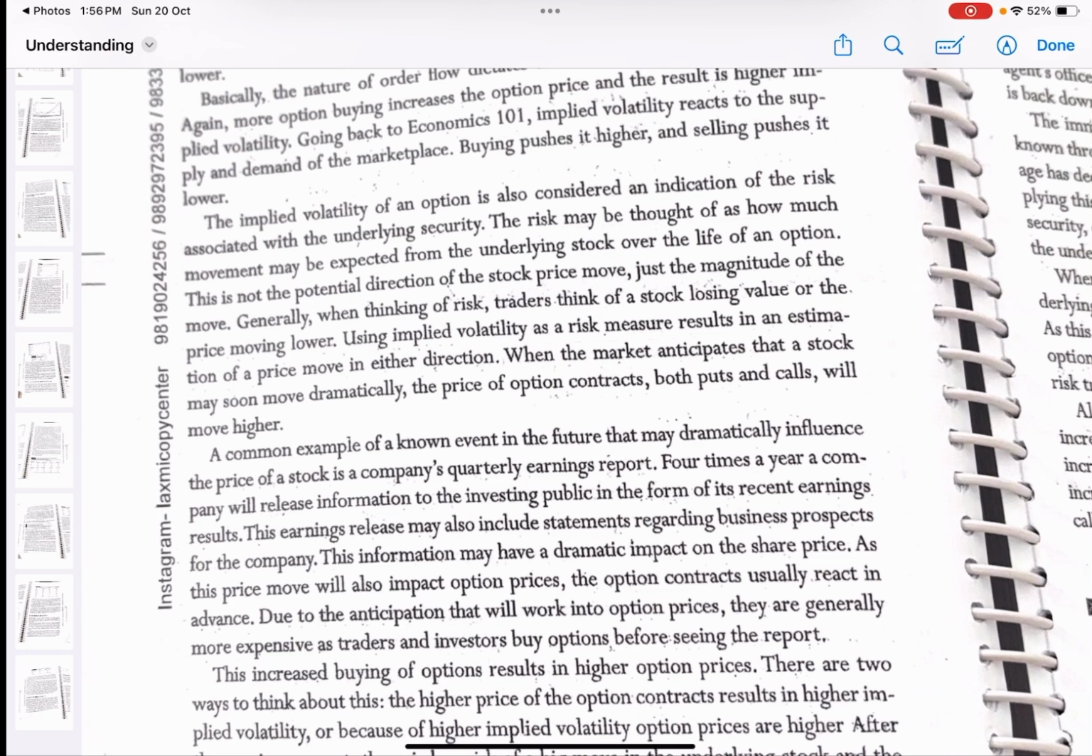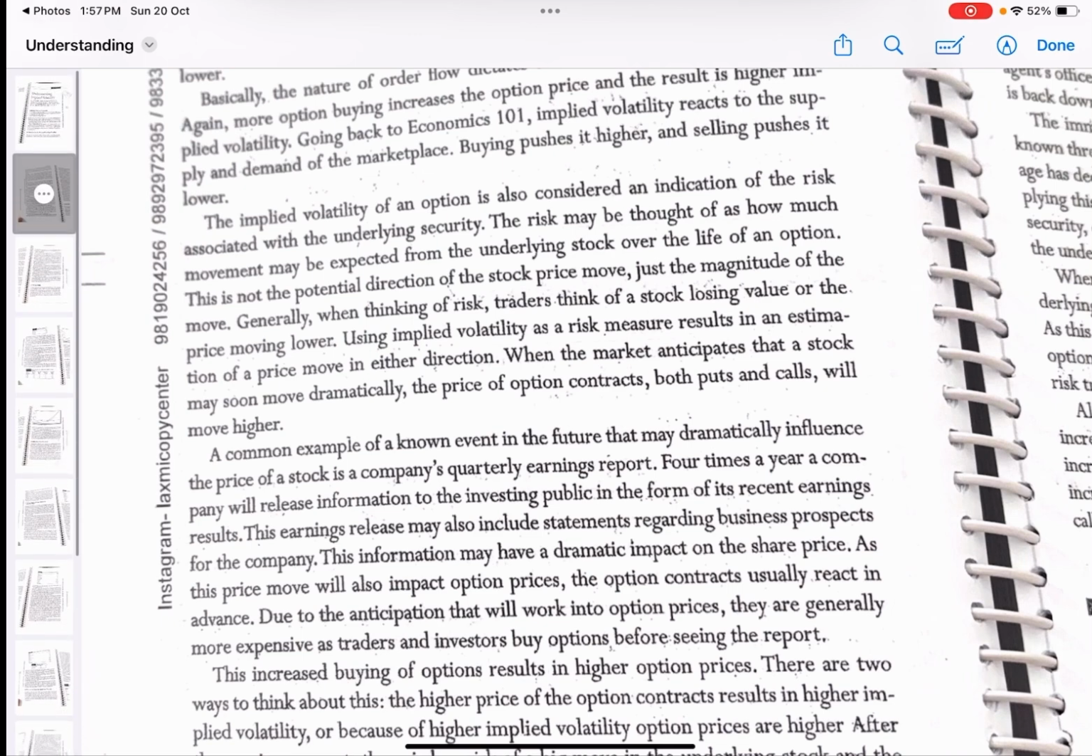Using IV as a risk measure results in an estimation of the price move in either direction. Whether the price goes up or down, we are just talking about how much magnitude of move can occur. When the market anticipates that a stock may move dramatically, the price of option contracts will move higher, both. Let's say there's an earnings which is going to come tomorrow. In that case, what happens? The IV of the call as well as put, both is going to be spiked up.